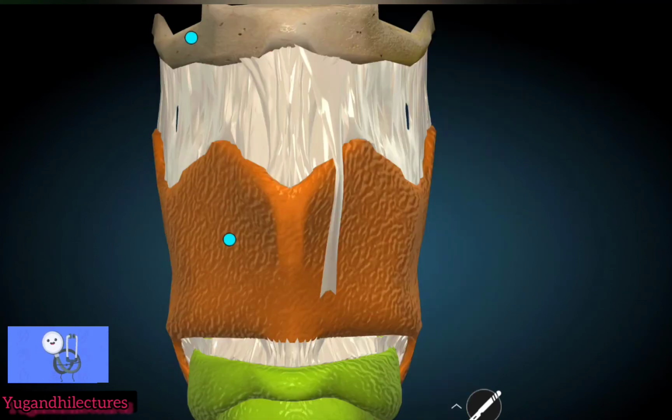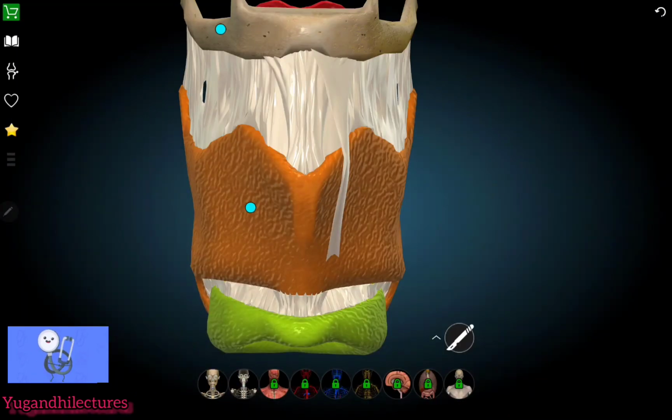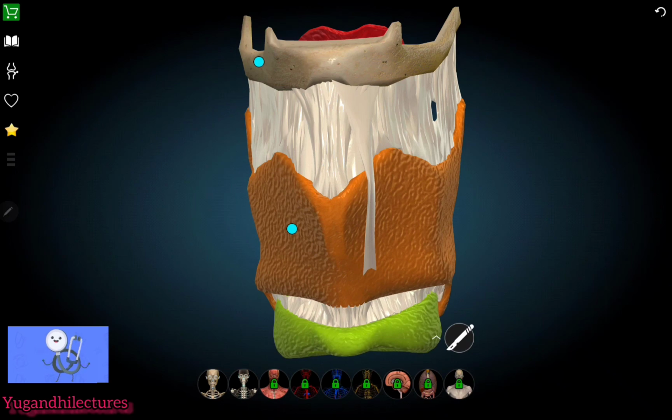The next feature of the thyroid cartilage is the oblique line. Here you can see the oblique line extending from the superior thyroid tubercle to the inferior thyroid tubercle. The oblique line is very important because some muscles get attached to it. Now let us see what are all the muscles attached to the oblique line of the thyroid cartilage.